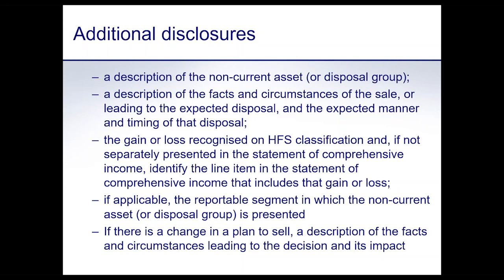At the same time, in that same note, I can include what gains and losses are recognized on classification as held for sale. And this presumes that I've not disclosed this number elsewhere in my statement of comprehensive income. If I have, then there's no need for me to repeat myself. If I have not disclosed it, then I'd need to explain which line item in my statement of comprehensive income includes that gain or loss that arose on classification.